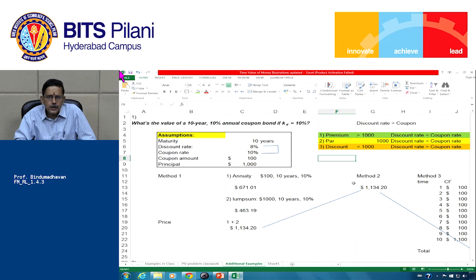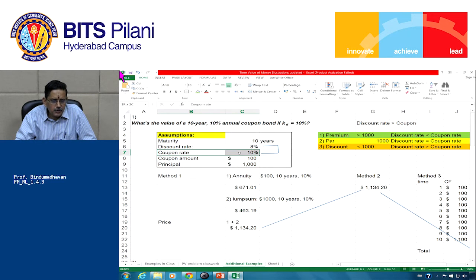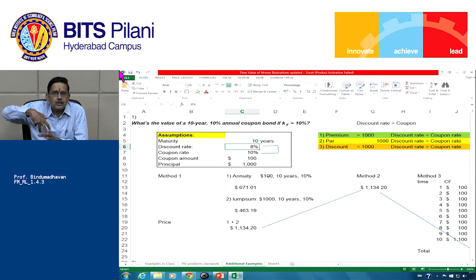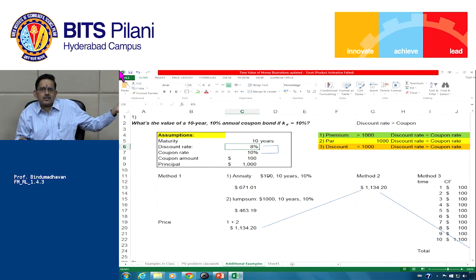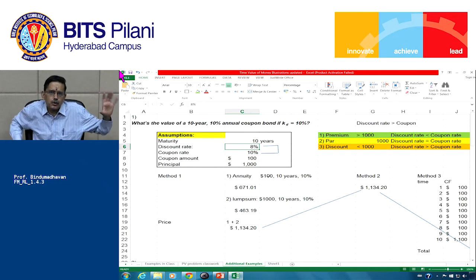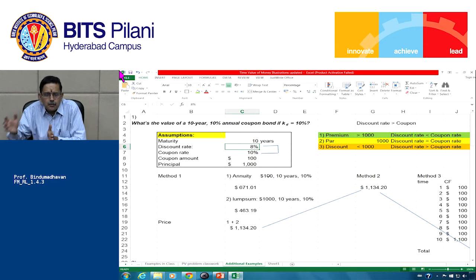Our bond is paying 10% interest. That's what the coupon rate of 10% means. That means our bond is paying $100 interest. Discount rate is 8% means, what does it mean? It means that other comparable bonds issued today, because this bond might have been issued in the past. 2 years ago it might have been issued, or 5 years ago a 15-year bond might have been issued by the company, and today it is a 10-year bond.